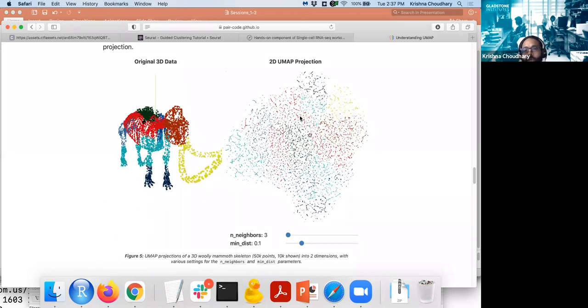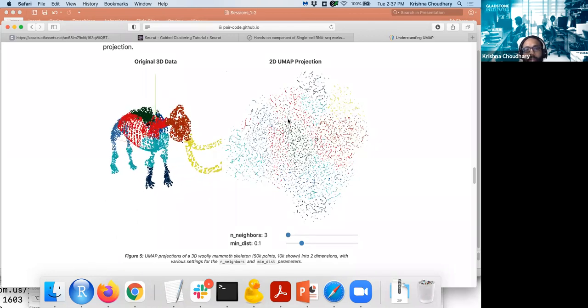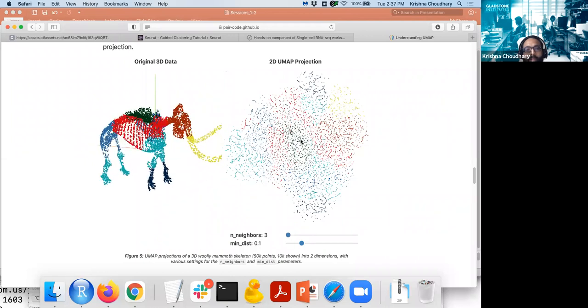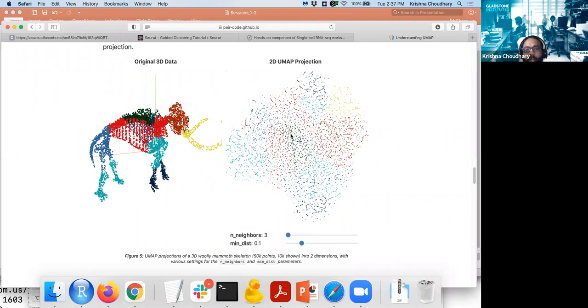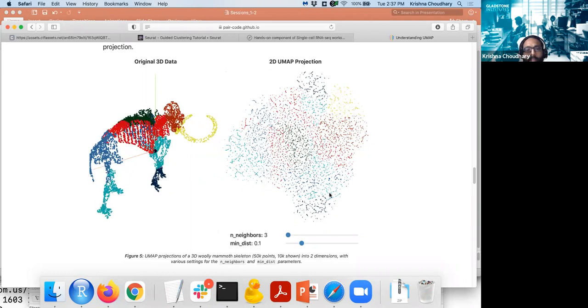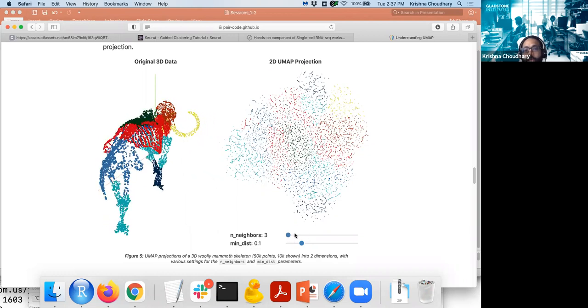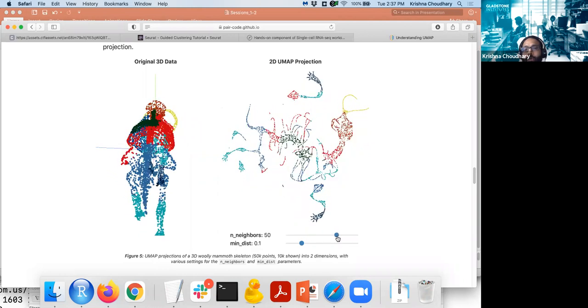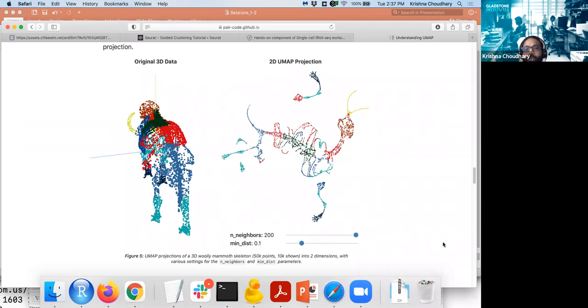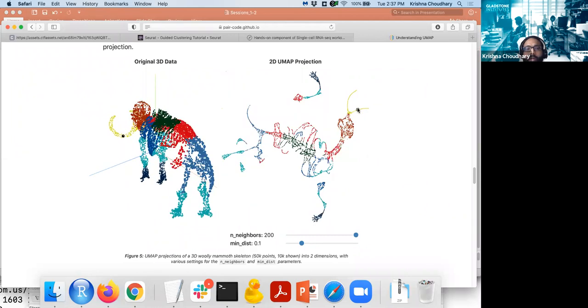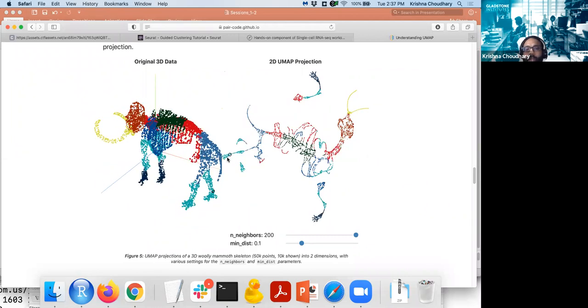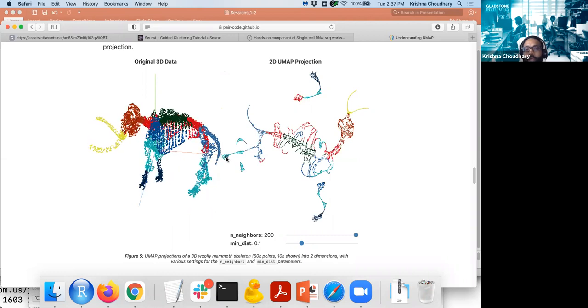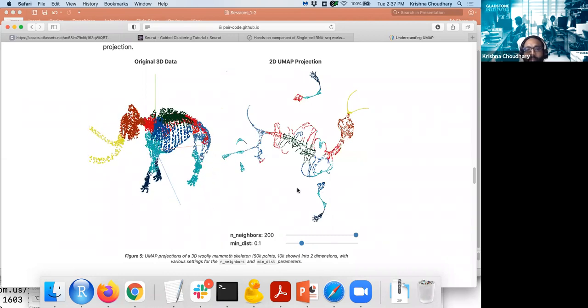The red region is close to the other red points, and the back green is here, and the legs are here, things like that. And as we increase the nearest neighbors, then we focus more on the global structure. So the horns are far away from the feet and things like that.